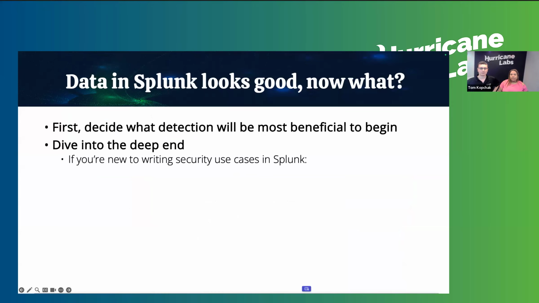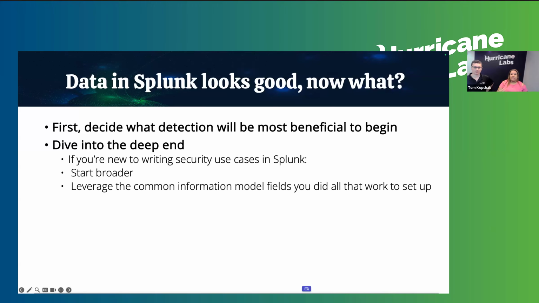So if you are new to writing security use cases in Splunk, the first thing that you're going to do is start broader. And I wouldn't necessarily go index star and something in quotes, but you're going to start with the index source type where you know that data is, or leveraging those data models to make it as efficient as possible. And then go ahead and leverage those common information model CIM fields that you did all that work to set up, which we greatly appreciate.